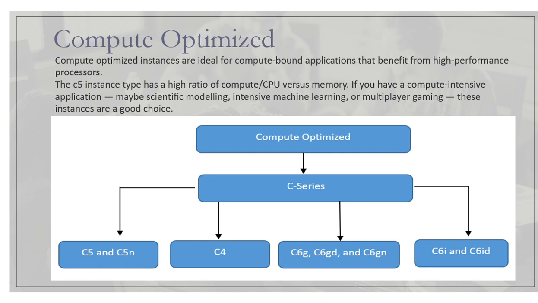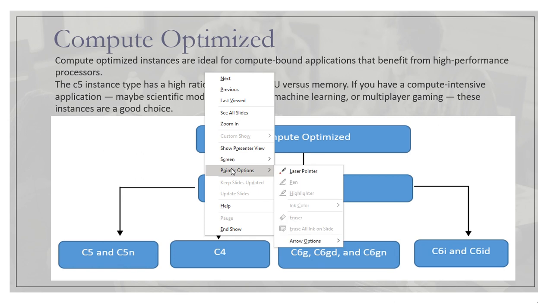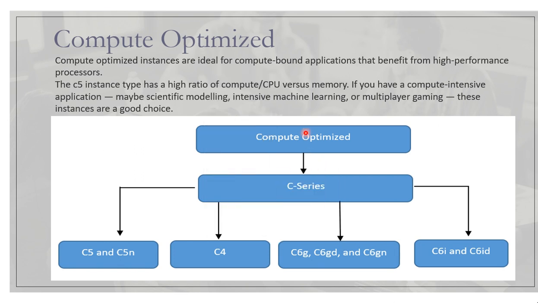If I come to the definition straight away, compute optimized instances are ideal for compute bound applications. They benefit from high performance processors, so they are good for scientific modeling, intensive machine learning, or multiplayer gaming. For those purposes, this compute optimized instance should be a good choice.